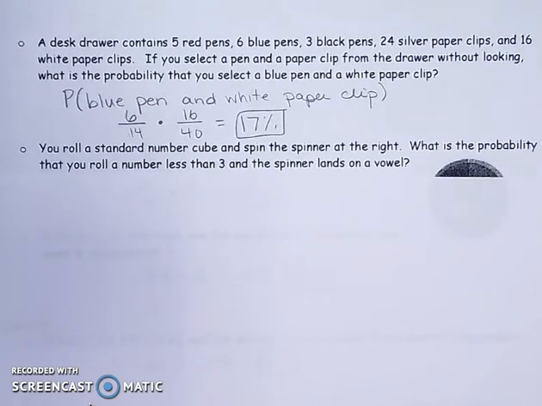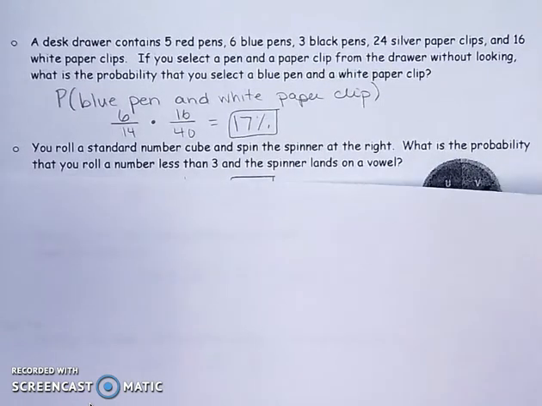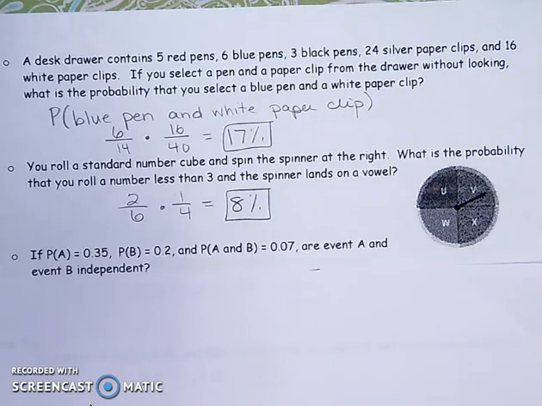Next, we are rolling a standard number cube and spinning the spinner at the right. So here's this one. We want the probability that you roll a number less than 3. Well, numbers less than 3 on a standard number cube are 1 and 2, so you have 2 options out of the 6. And the spinner lands on a vowel. There's only one vowel on that spinner, the U, so that's 1 out of 4. So 2 out of 6 times 1 out of 4 is 8%, and we are rounding these to whole percents.